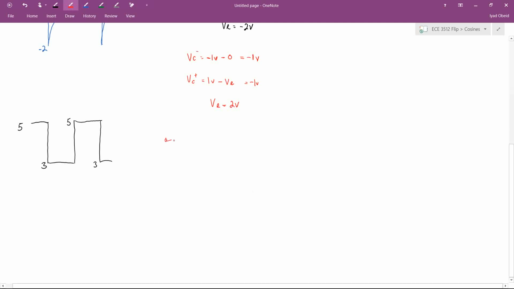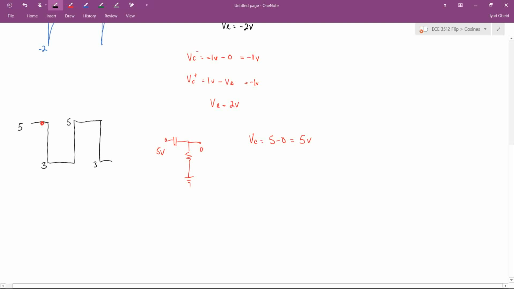I'm going to redraw my circuit just for convenience. There's the capacitor, there's the resistor, there's the ground, and this is the output. So let's say now that my input voltage is 5 volts. The capacitor is an open, which means that my output is 0 volts. So in this moment, the voltage across the capacitor is 5 minus 0, which is 5 volts.